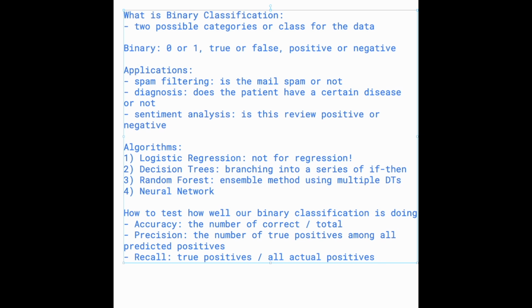And there's also something called F1 score, which is basically the mean of precision and recall. And obviously there are a bunch of other ways we can evaluate how well our binary classification is doing, but these are a few of the common ways. So as always, we'll talk about some pros and cons.